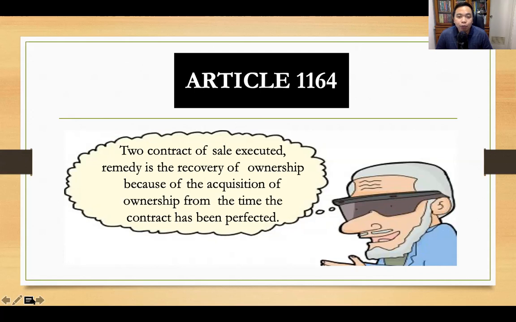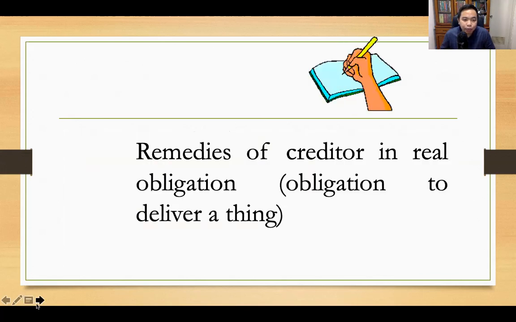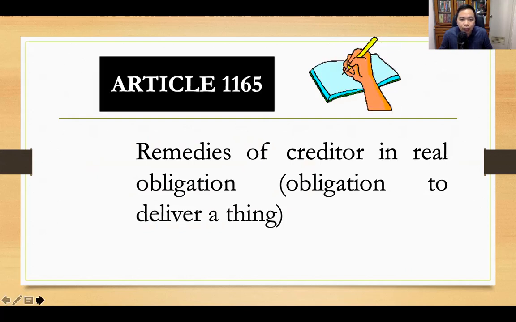Recovery of ownership or what? Or specific performance. Your remedy now is what? Recovery of ownership, because of the acquisition of ownership from the time that the contract has been perfected. Okay? So the remedy of the creditor in case of real obligation is to recover ownership or recover possession of the property. Okay?